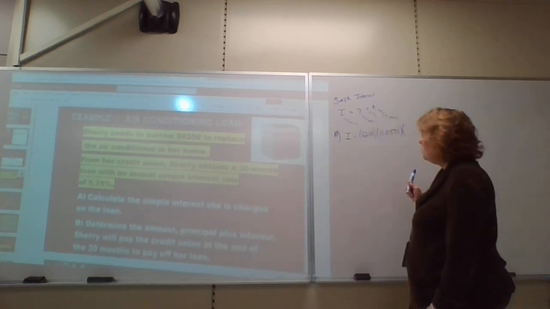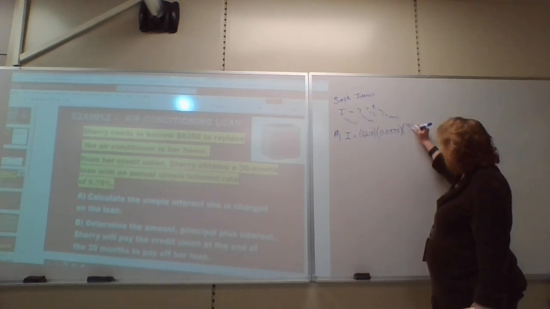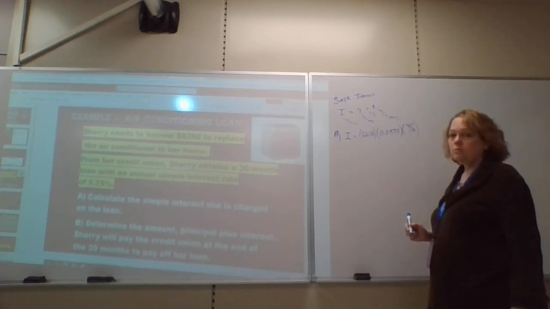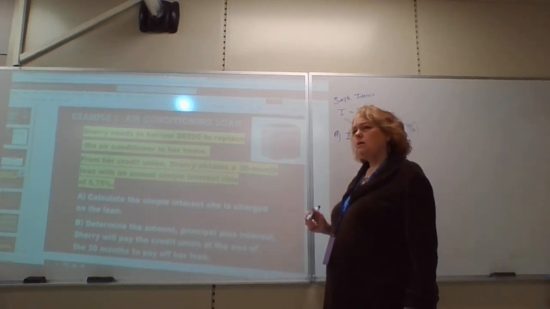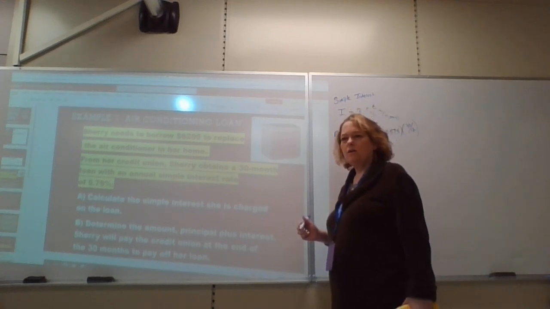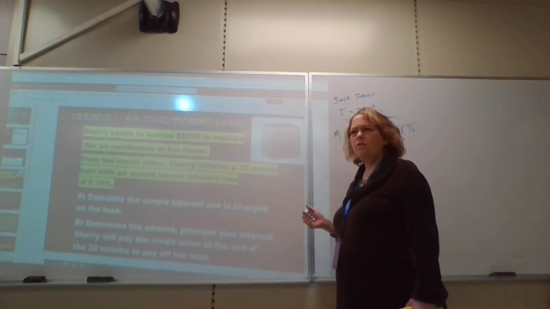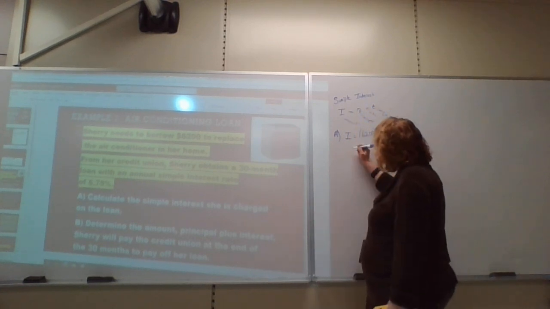30 months. So, to put 30 months in there, I'm going to have to put 30 over 12, which would be, what would 30 months be? It'd be like what, 2.5? It'd be 2.5 years, right? Because 2 years is what, 24? Yeah, 2.5.